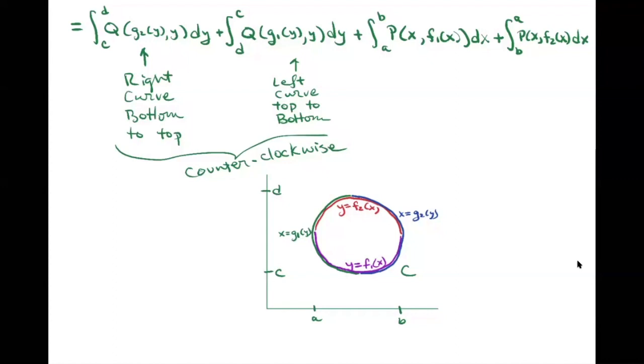So on the right, it goes bottom to top, around the right side, and then you get to the next integral, and it goes from top to bottom on the left side. Now on the next two, we're on f1 of x, where x goes from a to b. f1 is the bottom curve, so x going a to b is left to right.